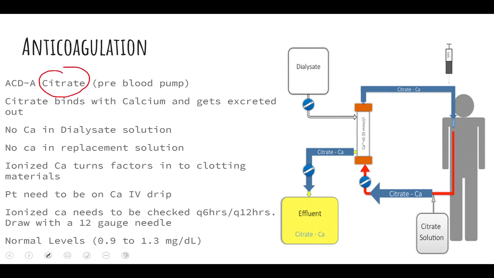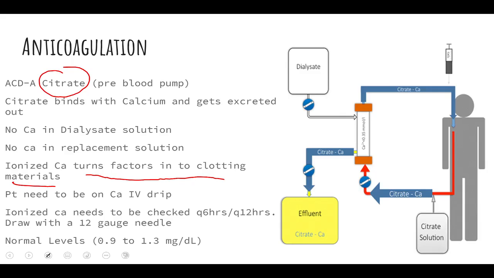More specifically, citrate is what we use mostly to avoid any blood clots. Now, the way citrate works is it binds with calcium to create calcium citrate, thereby depriving the blood of calcium. Calcium is super important in our blood coagulation system because it turns factors into clotting material. So all the fibrinogens and whatnot that are produced by your liver, it's calcium that makes them a usable material.